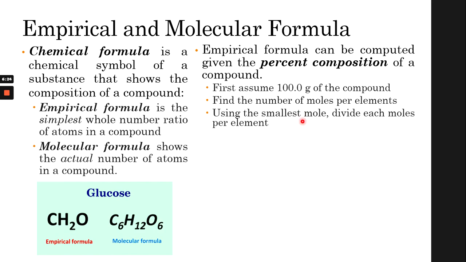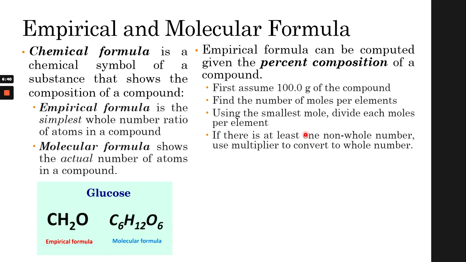After that, after finding each individual mole of these elements, or whatever elements you have in your compound, you have to divide those moles by the smallest mole that you've found. And after doing that, you're almost done. If they're all whole numbers, that's basically your empirical formula. But if there's at least one non-whole number, so they have decimals, what you want to do is find a multiplier to convert that decimal or non-whole number into a whole number.